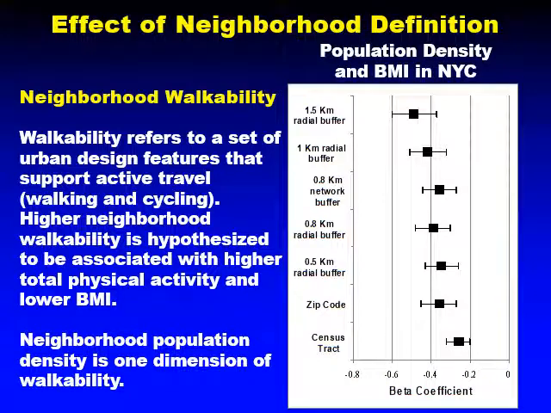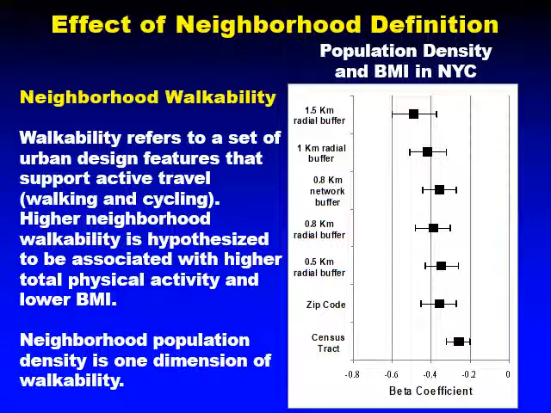On the right side of this slide, I am showing results of analyses of BMI data from around 14,000 New Yorkers as predicted by population density. For each of the 7 analyses, I use the same study subjects and the same covariates in the regression model, but I estimate neighborhood population density for each subject with a different definition of neighborhood used in each analysis. At the bottom of the chart, you see the results for census tracts, then zip codes, and increasing sizes of radial buffers and one network buffer as you move from the bottom to the top of the chart.